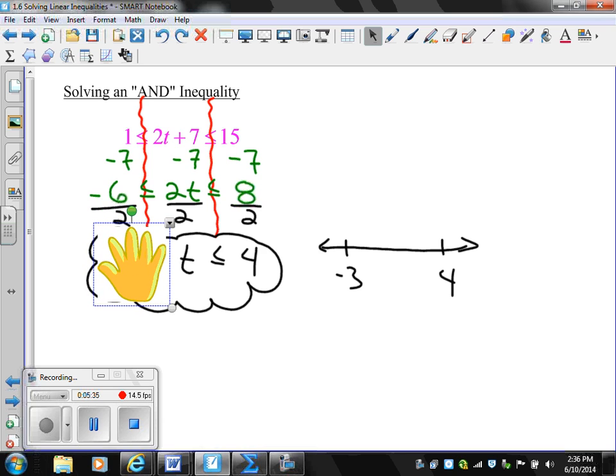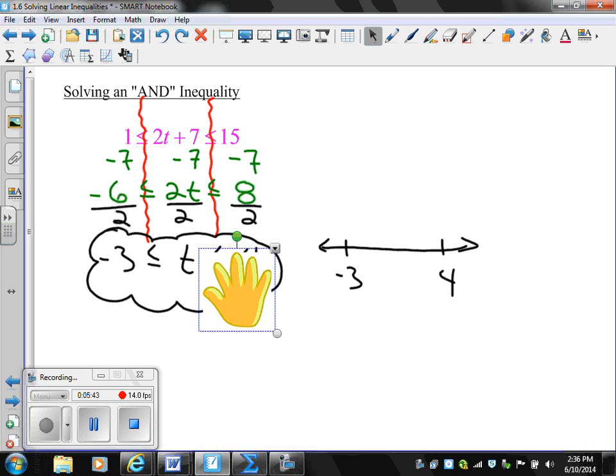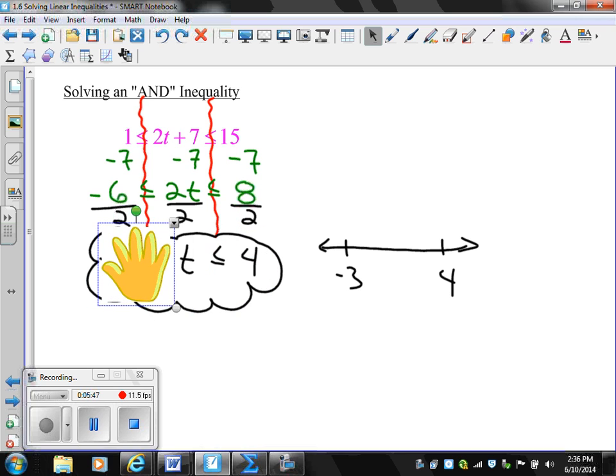So this is an and situation. You can certainly read this directly across left to right, but I like to read it in 2. Again, t is greater than or equal to -3, and t is less than or equal to 4. So for both of those things to happen, I need to have the bar go from one to another. And again, these are closed circles now because it's a less than or equal to in this case.